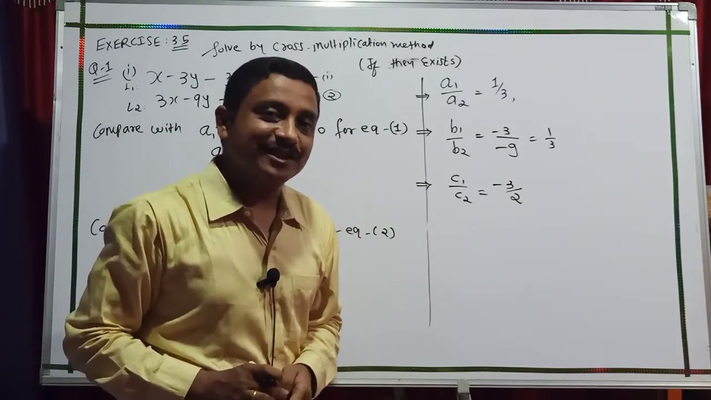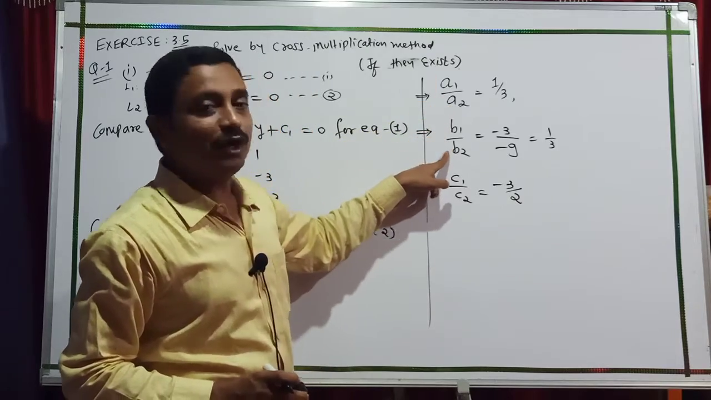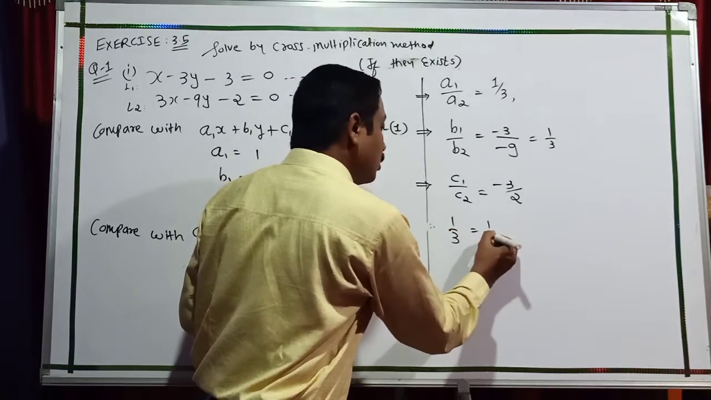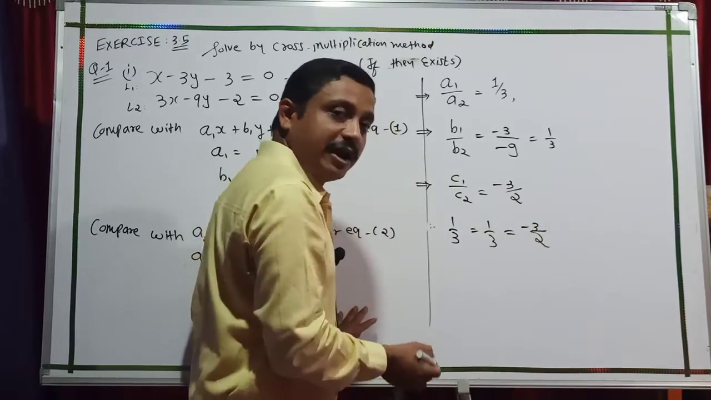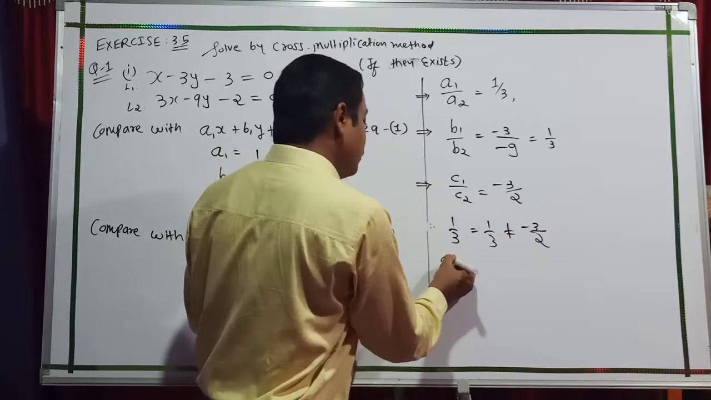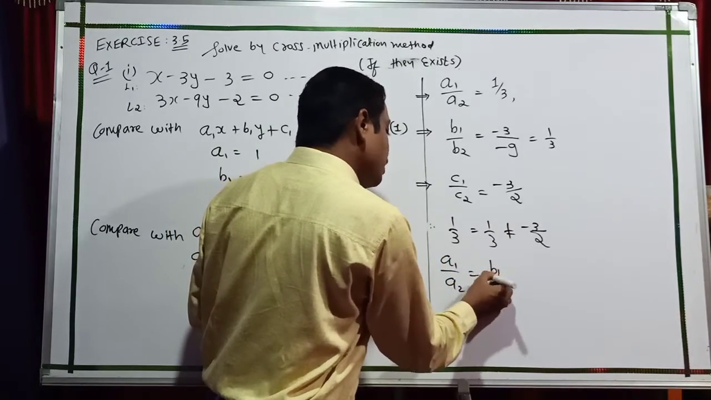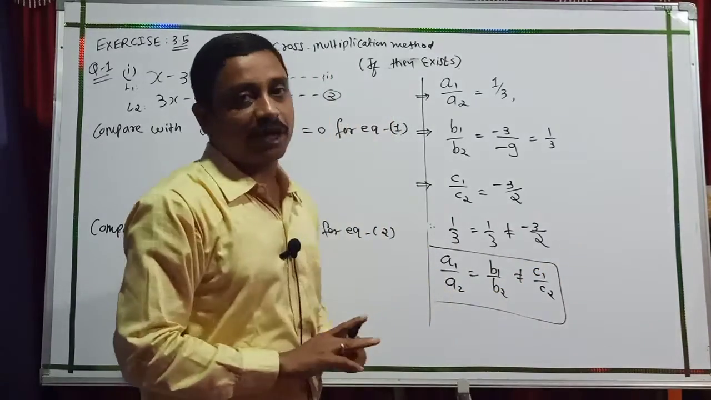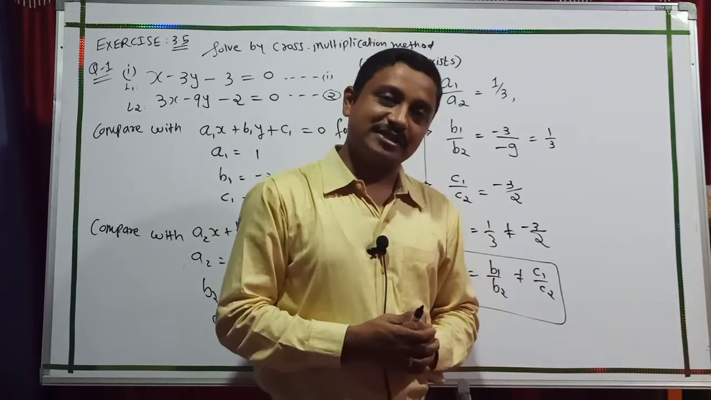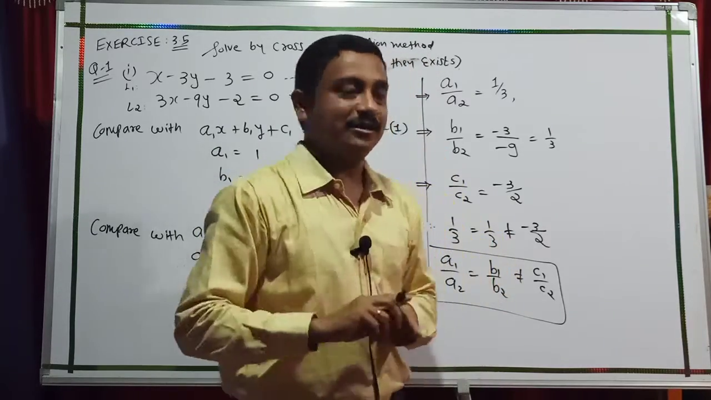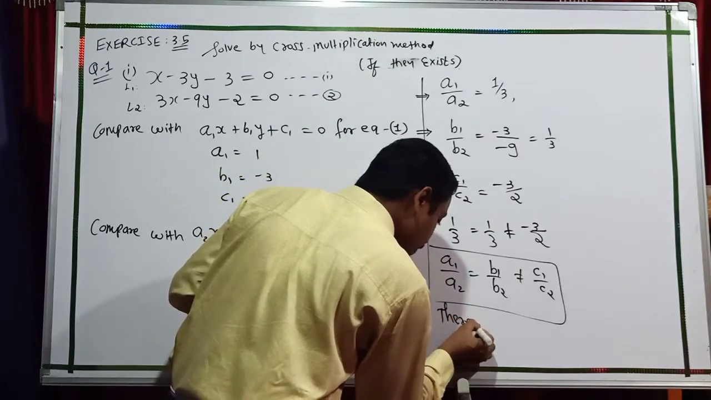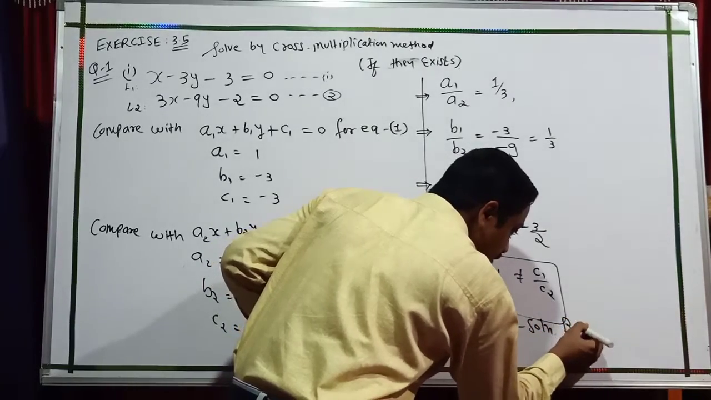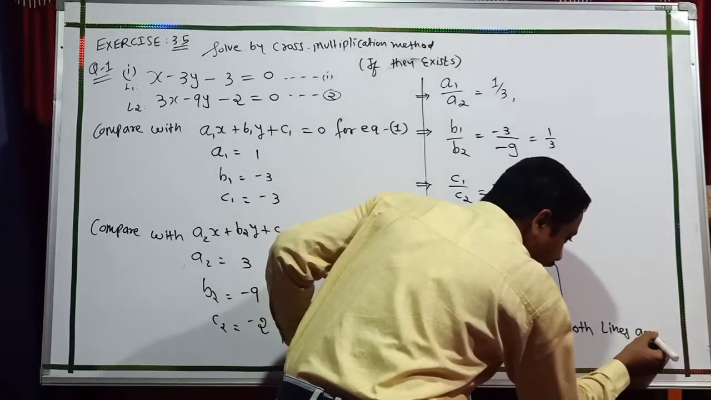Students, what is our first condition? a1 by a2 and b1 by b2 not equal, but here it is equal. So what do you get finally? Is 1/3 equal to minus 3 by 2? No, it is not. So a1 by a2 is equal to b1 by b2 not equal to c1 by c2, and this is your case number 2. Yes, both lines here, students, are parallel. So there is no solution because both lines are parallel.